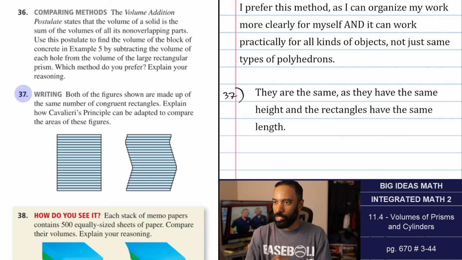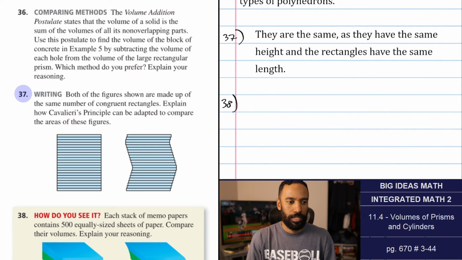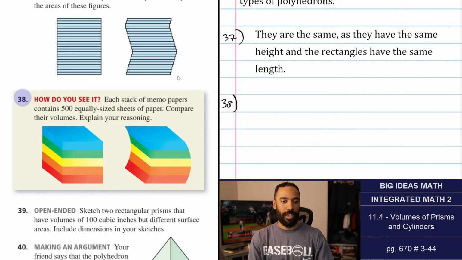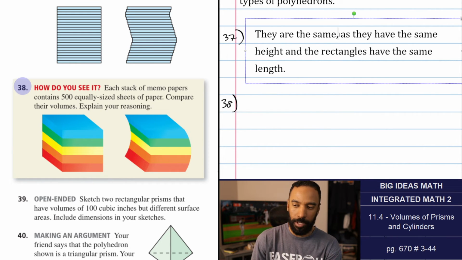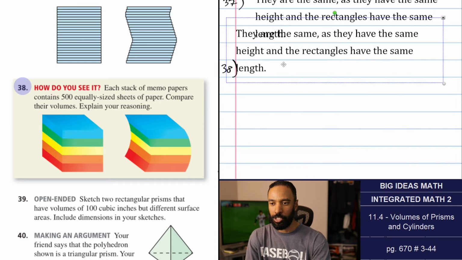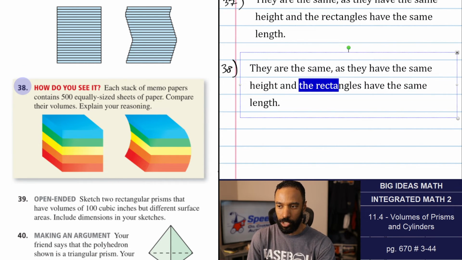Number 38. Each stack of memo papers contains 500 equally sized sheets. Compare the volumes, explain your reasoning. This is where I'm sure I could say the cross-sectional area that I said before. So I'm just going to copy and paste this guy. And this time I'll mention cross-sectional area. So yeah, that's how I see Cavalieri's principle. They're the same as they have the same height and cross-sectional areas.